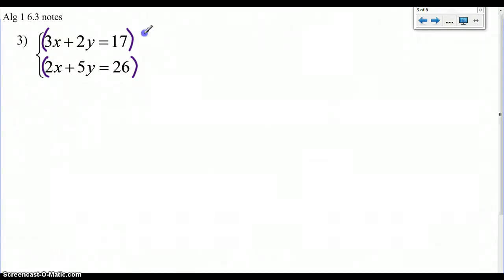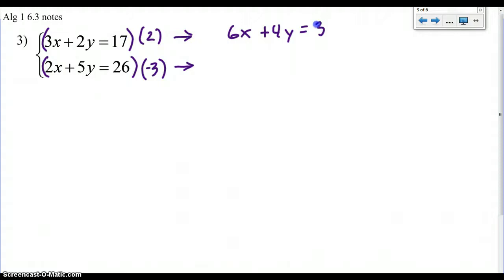So what I'm going to do is multiply the first equation, everything by 2, and the second equation by 3, but I want to make it negative so that I can have some terms cancel or eliminate. So let's rewrite these. 6x plus 4y equals, and don't forget 17 times 2 as well, so equals 34.